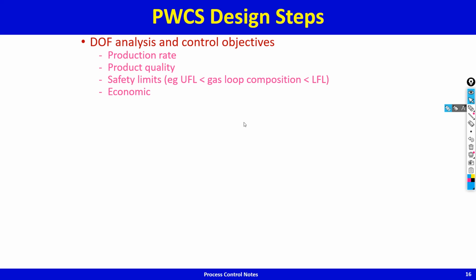Safety also dictates that all inventories be controlled, all material and energy balances be closed, and then there are of course economic considerations that dictate what should be the set point of these inventory controllers. Okay, so all this is part of degrees of freedom analysis and control objectives. Also part of it is what to control. When I control those set points, the composition set point of the reactor and the reflux rate, what should these set points be so that my operation is optimal?